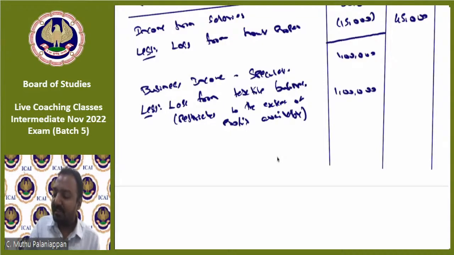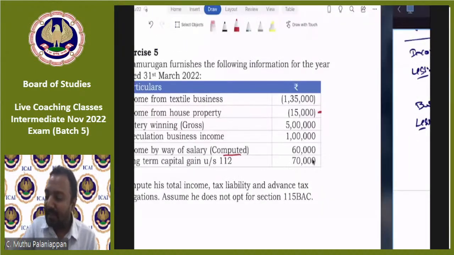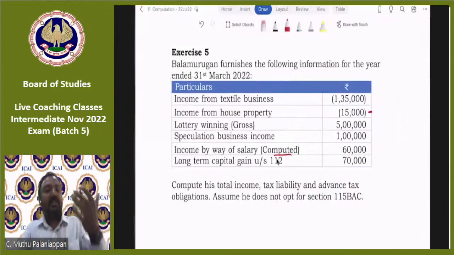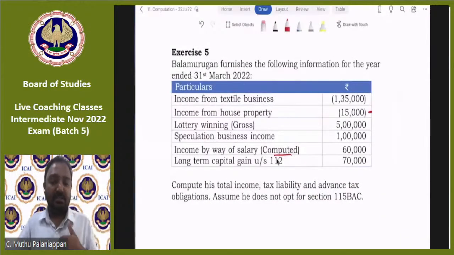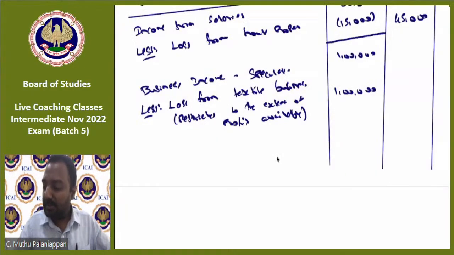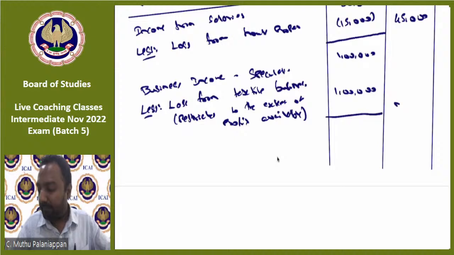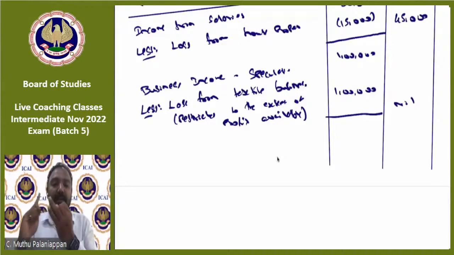So it's restricted to the extent of profit available. I can use it only to the extent it is available. So the balance is 35,000. In case there is any other head that can be adjusted, we can adjust; otherwise, we need to carry it forward. So we'll keep it as it is. We'll stop it here, so the business income will be nil. We have completed salary, house property and business. We'll have to come to capital gain.